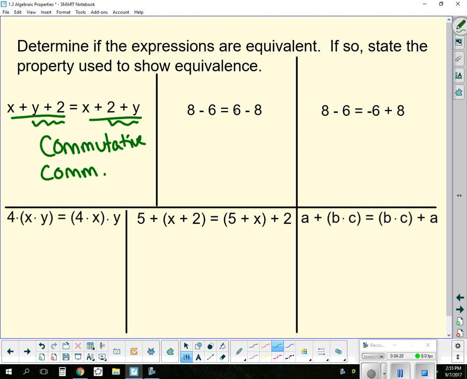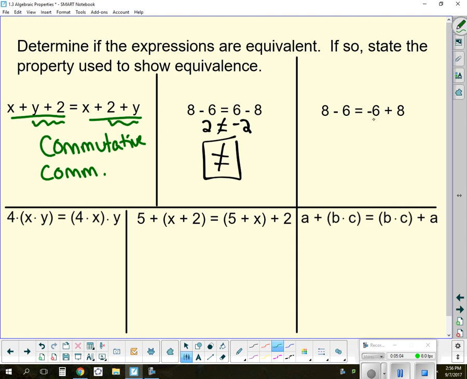Second one, 8 minus 6 equals 6 minus 8. Are those the same? I don't think so, because 8 minus 6 here would be 2. 6 minus 8 would be negative 2. Those are not equal. That's our not equal symbol. So we can simply say a big not equal symbol. So there's no property being used here. Technically, it would be commutative property of subtraction. That's not a thing. It's only of addition or multiplication, so that is not equal.